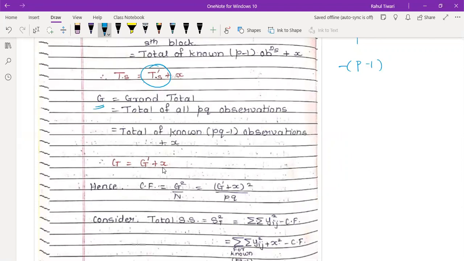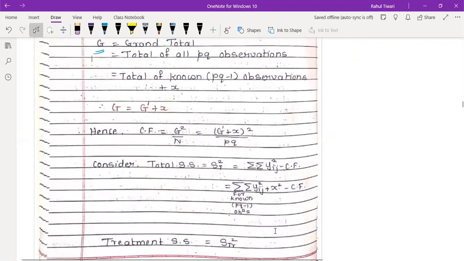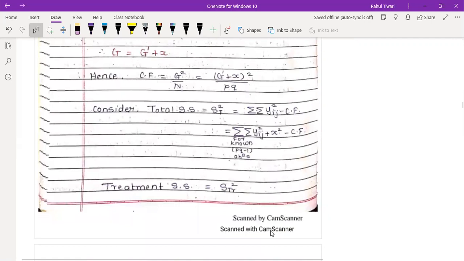Similarly, you have a total sum of squares, which is the double summation of yij squared minus the correction factor, and which can be written again as a double summation of yij, but you can see the dash there. This basically represents PQ minus 1 observation, because one observation is reduced by the addition.